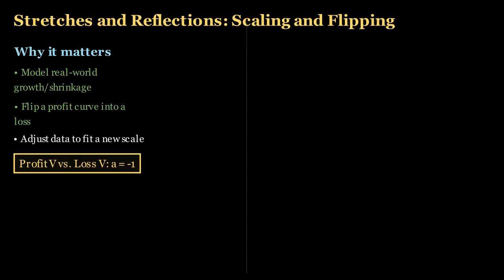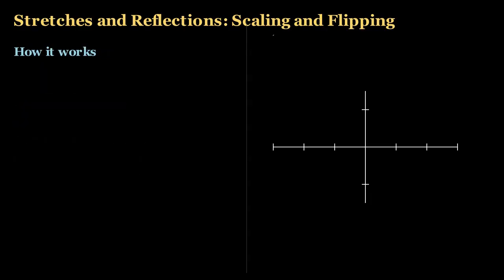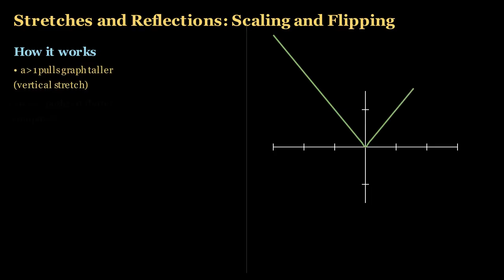When we multiply the whole function by a, we change every y coordinate. If a is 2, every y is doubled. The point at x equals 1, which was at y equals 1, jumps to y equals 2. The V gets twice as tall. It's a vertical stretch. If a is 1/2, every y is halved, so the V gets squashed down.